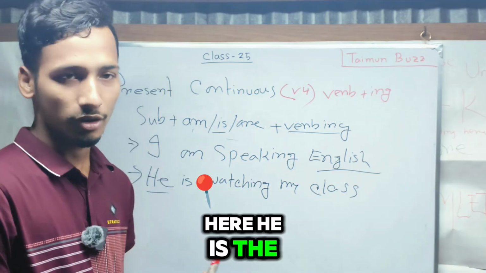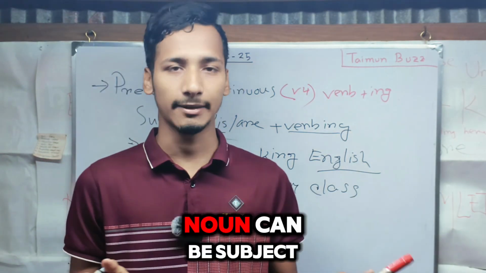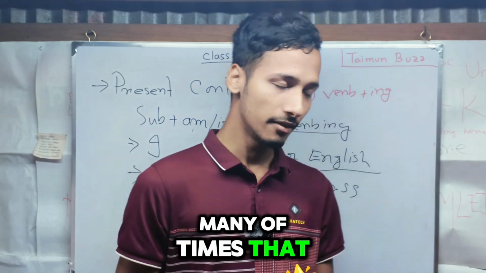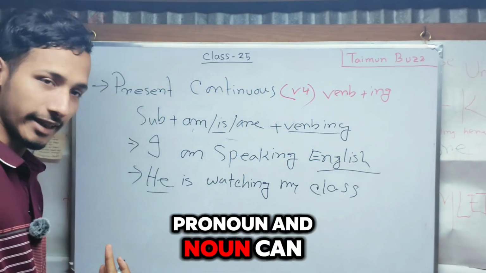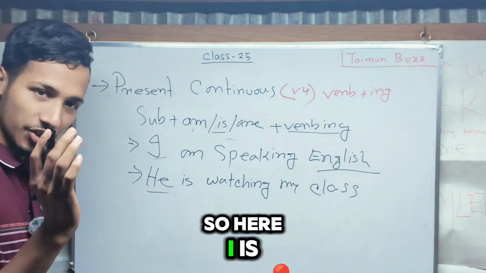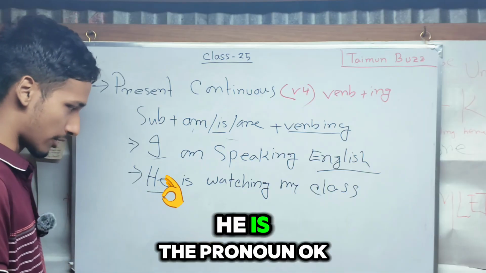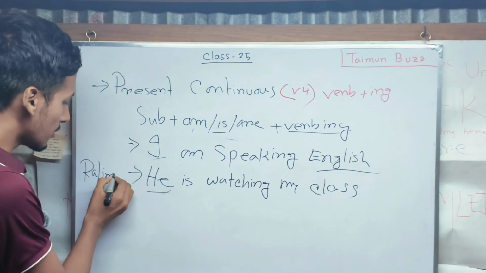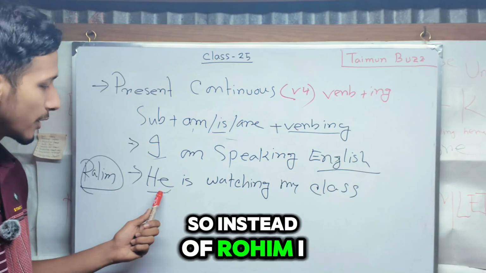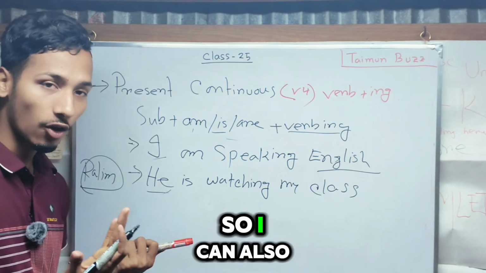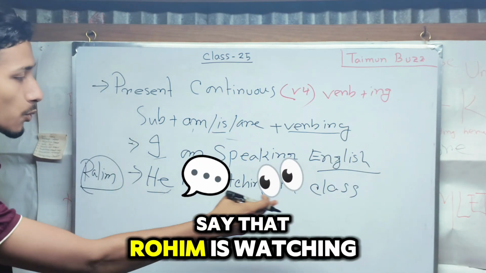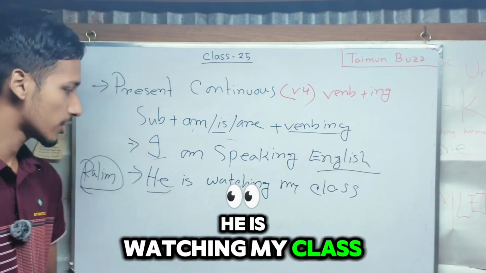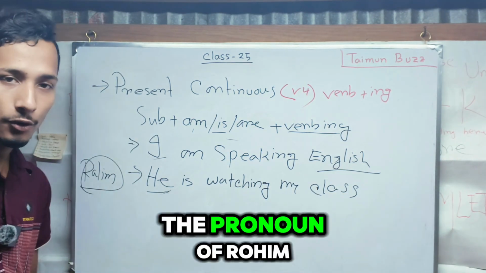Here he is the pronoun, and pronoun and noun can be subject. I told you many times that pronoun and noun can be subject. So here I is a pronoun and he is a pronoun. Suppose Rohim, Rohim is a noun. Instead of Rohim, I use he. So I can also say that Rohim is watching my class. I can also say he is watching my class. So here he is the pronoun of Rohim.